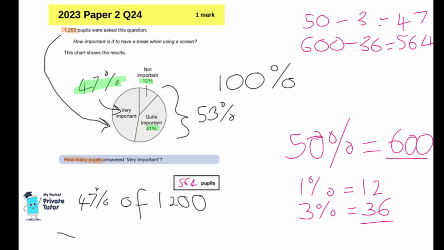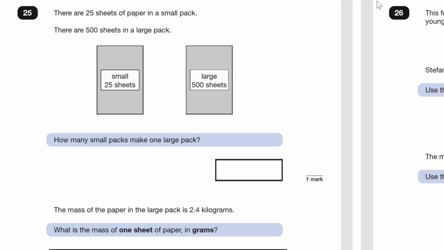But the important bit is that you have realised that you find the missing percentages by subtracting the two sections from 100%, and then you use that to find that percentage of the amount of people that were in the survey. Question 25. There are 25 sheets of paper in a small pack.